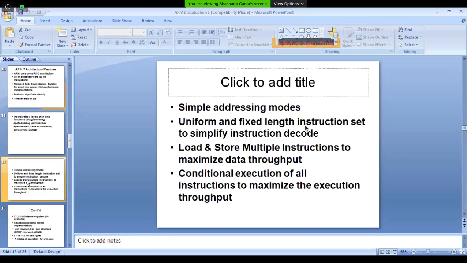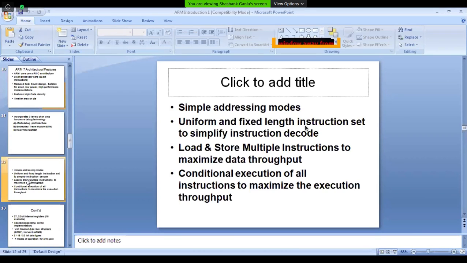All ARM instructions are 32-bit in size, that is 4 bytes in size. All thumb instructions are 16-bit in size, that is 2 bytes in size. Because of these 32-bit or 16-bit instructions of the same length, it helps the pipelining stages to simplify the decoding process quickly.